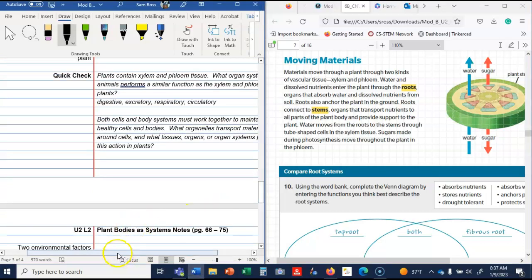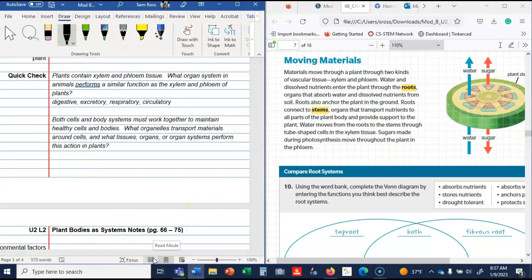Plants contain xylem and phloem tissue. What organ system in animals performs a similar function as the xylem and phloem? It's going to be the circulatory system, because the xylem and the phloem are what give water and nutrients to the rest of the body.